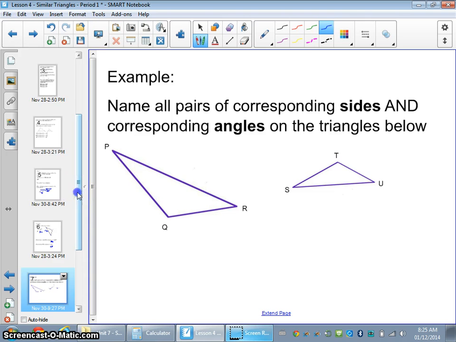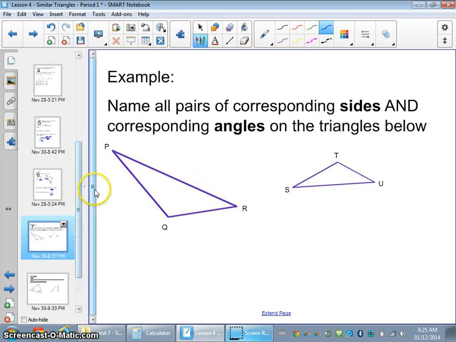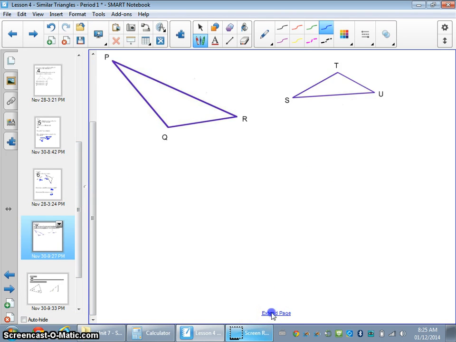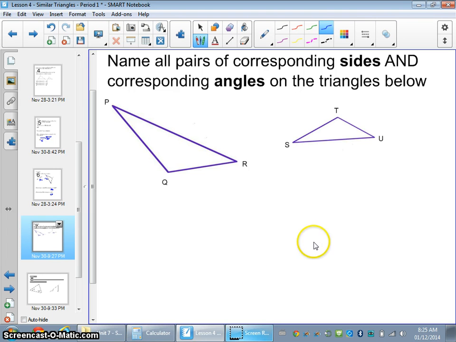Another example. Name all pairs of corresponding sides and corresponding angles of the triangles below. Alright, so corresponding sides, notice they're not facing the same way, so we'll need to do a little bit of thinking here. We'll start with the longest side. It goes from R to P. So I'll call this one RP. That corresponds to the longest one here, which is SU. Alright, and then the shortest one is from Q to R on this one, and the shortest one here is from T to U.